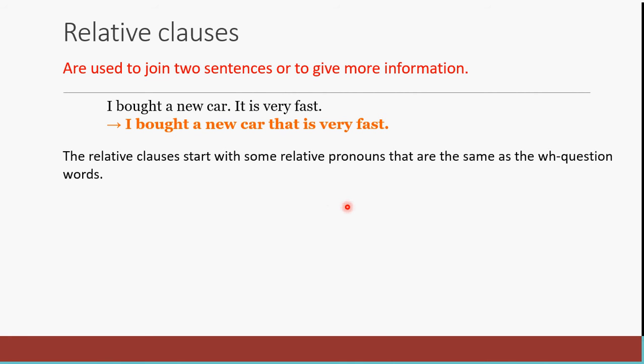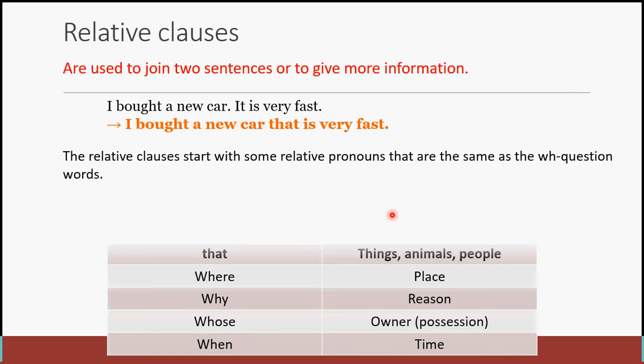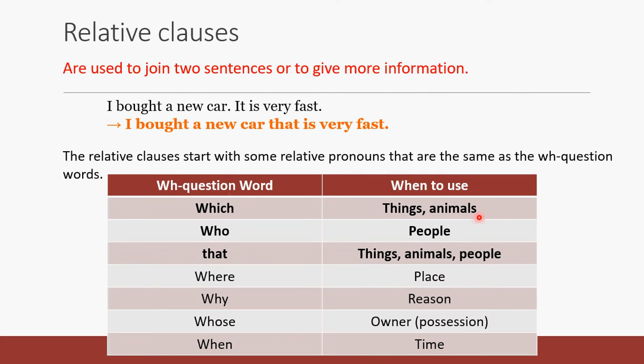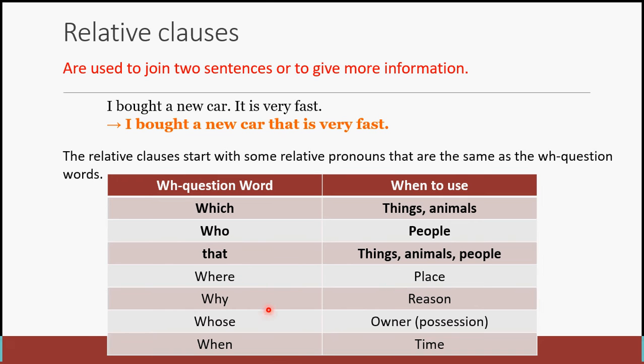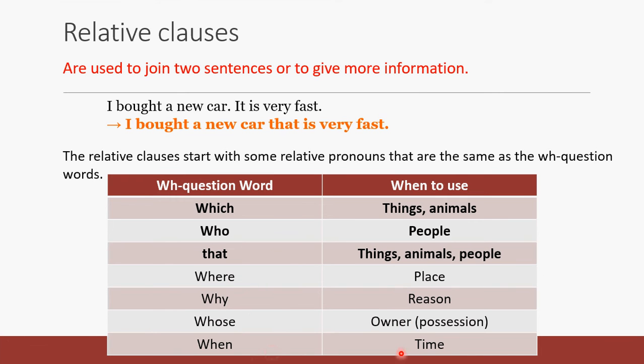Remember that the relative clauses start with some relative pronouns that are the same as the WH question words, which for things and animals, who for people, that for things, animals, and people, where for places, why for reason, whose for owner, and when for time.